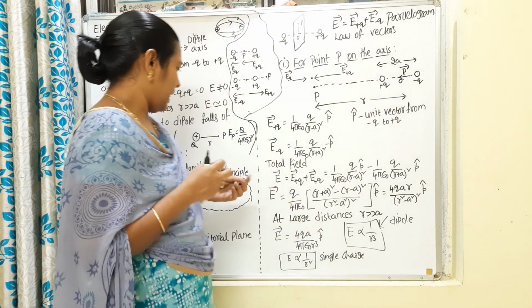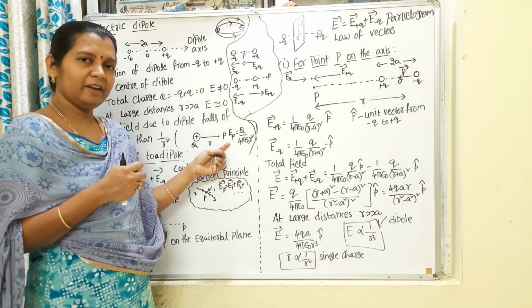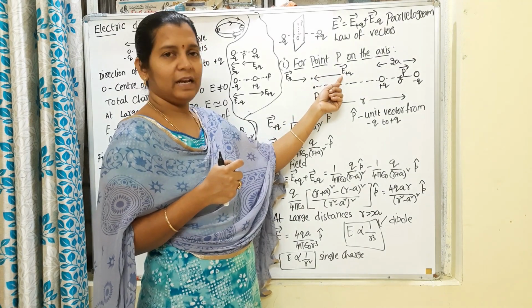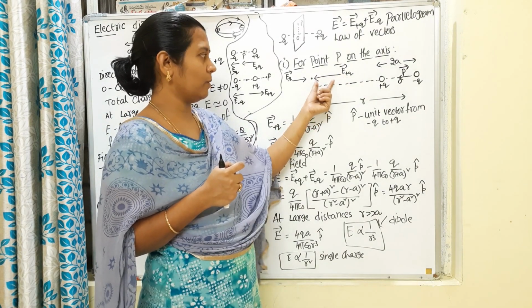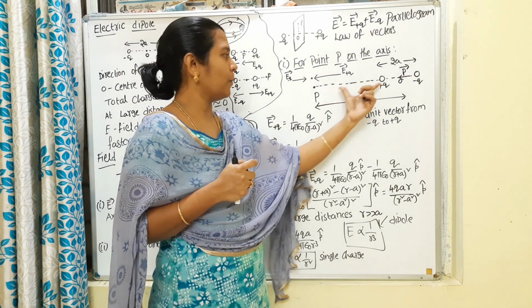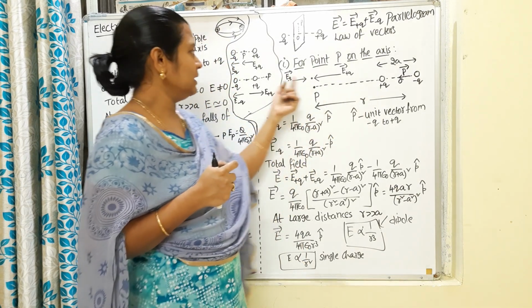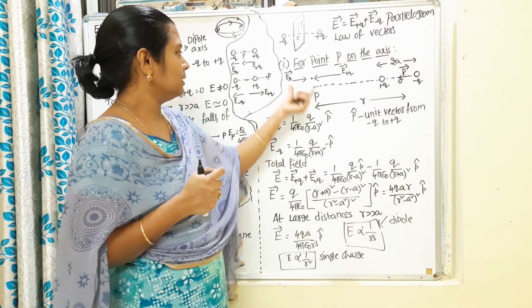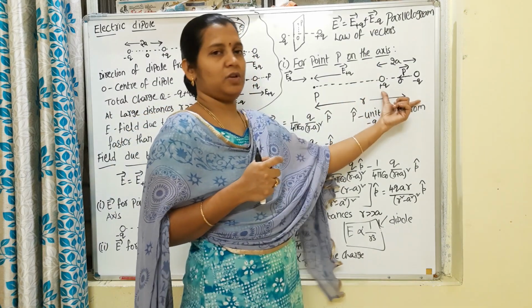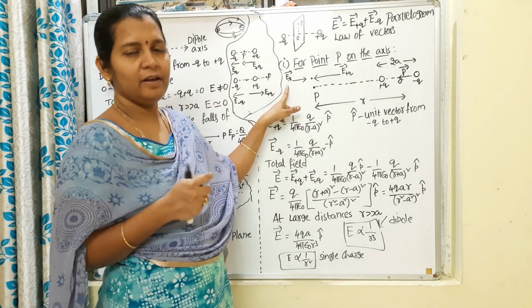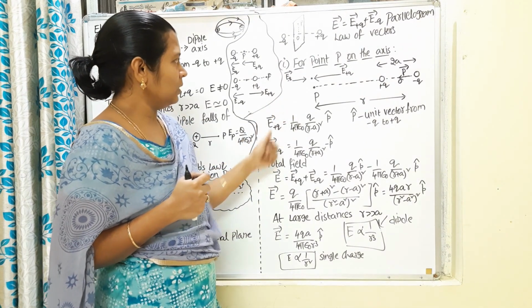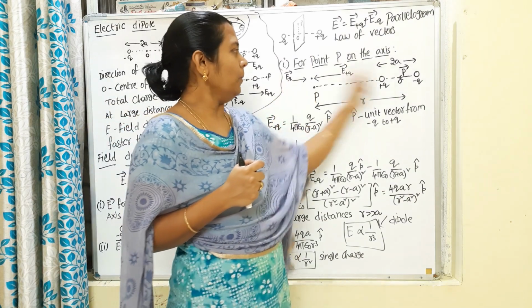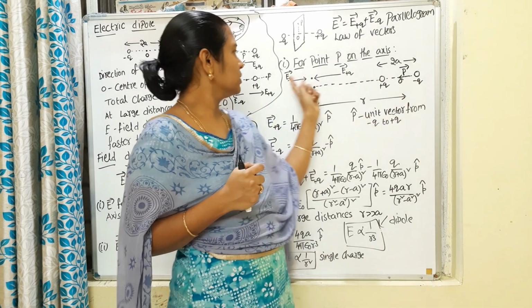So, we know that as r increases, the electric field decreases. Observe here, the arrow length for the electric field due to plus Q charge is more because the distance between plus Q and point P is less. Whereas the arrow length for the electric field due to minus Q is small. Why? Because the distance is r plus a. As distance increases, electric field strength decreases. And also the electric field due to minus Q charge is acting opposite to the direction of the dipole. So, they are opposite.